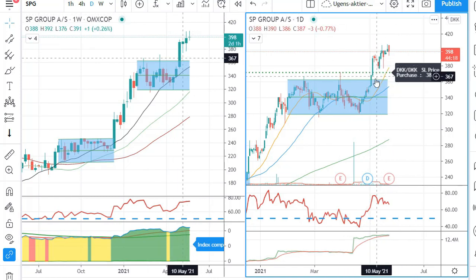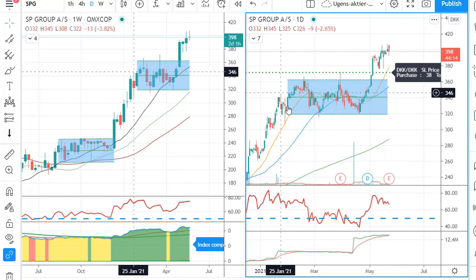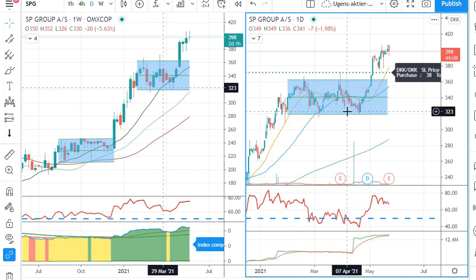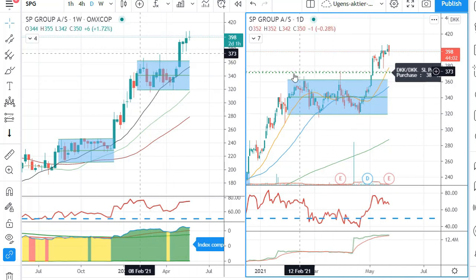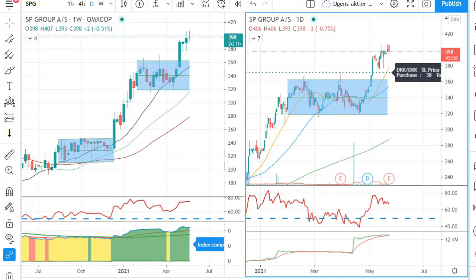Now, this is not a 100% certain guarantee for profit, but you need to understand that when we're seeing these fights between the seller gang and the buying gang here, at some point one of them will win. At some point the buyers' money is running out, or the sellers are running out of stocks to sell, and then we will see a movement upwards.